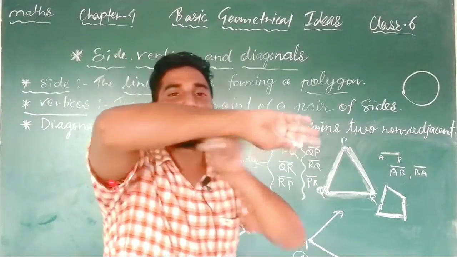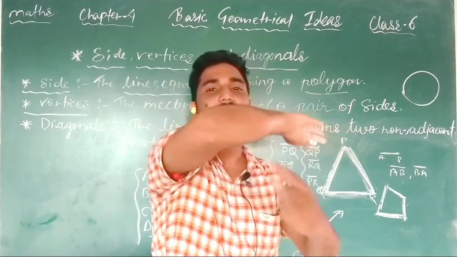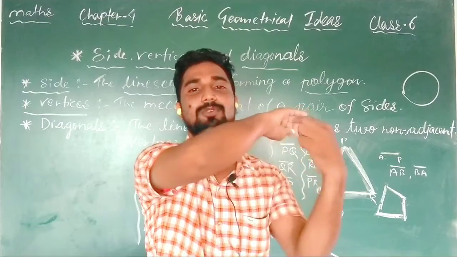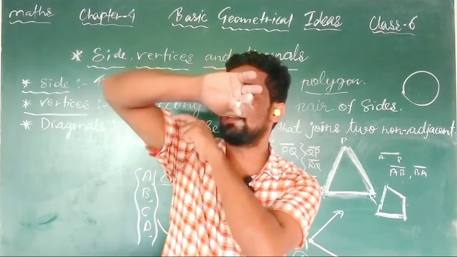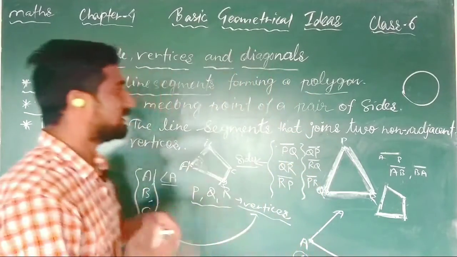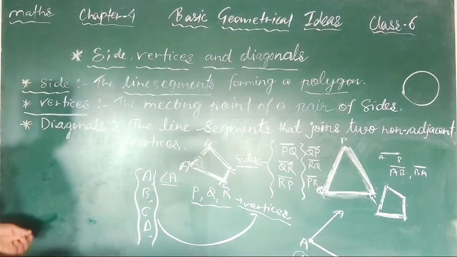Suppose, sir, this is a line and this is another line. So where is the vertex? This is the vertex. At this point both the lines meet, and this is an angle. This angle is also being formed. Angle is discussed separately, so I am not going into depth.